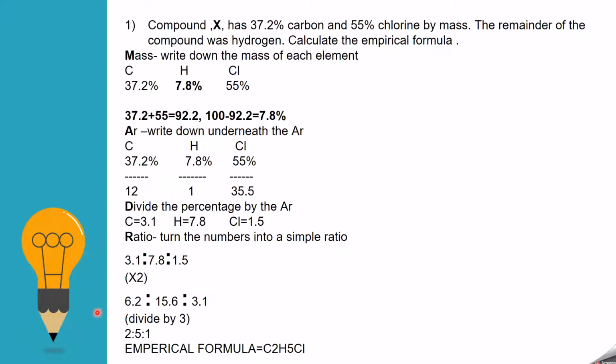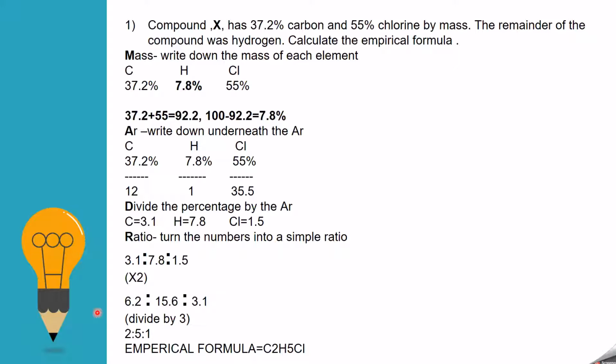Second question, I hope that made slightly more sense. So here's a slightly harder one. So compound X, an unknown compound, has 37.2% carbon and 55% chlorine by mass. The remainder of the compound was hydrogen. Calculate the empirical formula. So we write down our mnemonic, MADAR. So begin with M for mass. Write down the mass of each element.